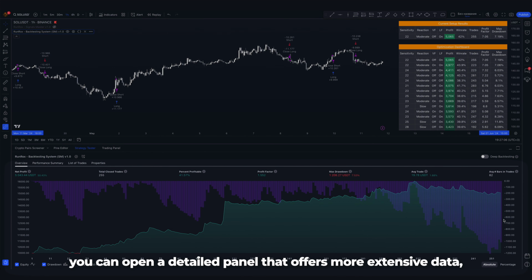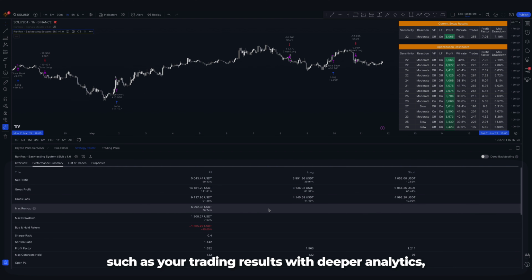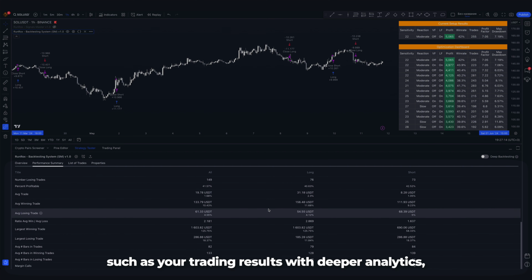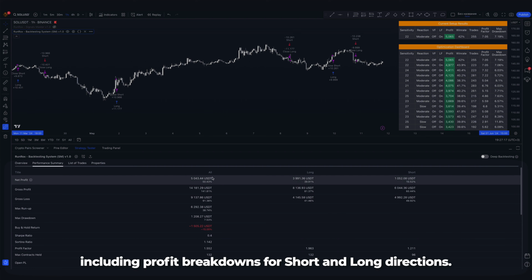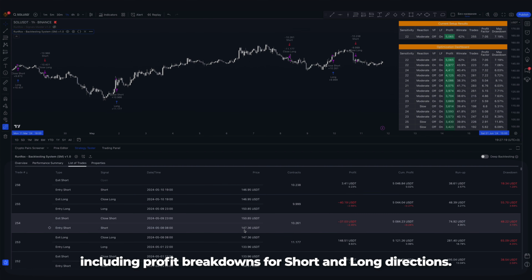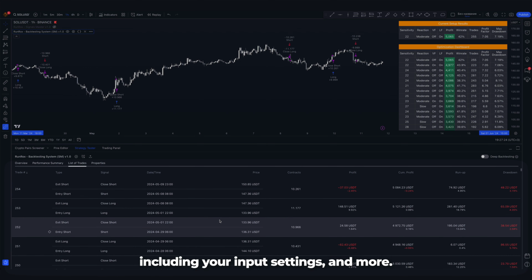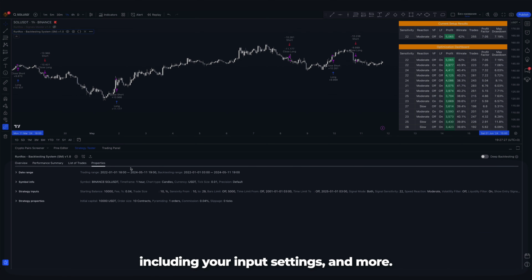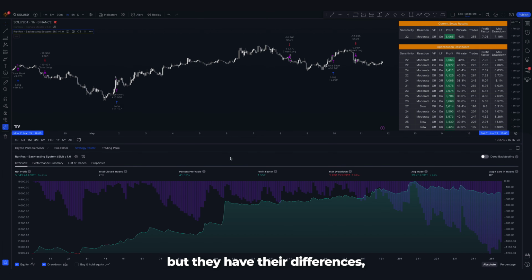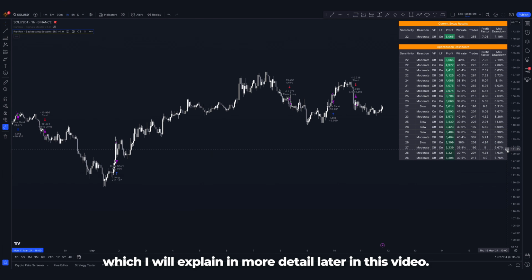Additionally, at the bottom, you can open a detailed panel that offers more extensive data, such as your trading results with deeper analytics, including profit breakdowns for short and long directions. It provides detailed information on each trade, including your input settings and more. Both panels are informative and useful, but they have their differences, which I will explain in more detail later in this video.